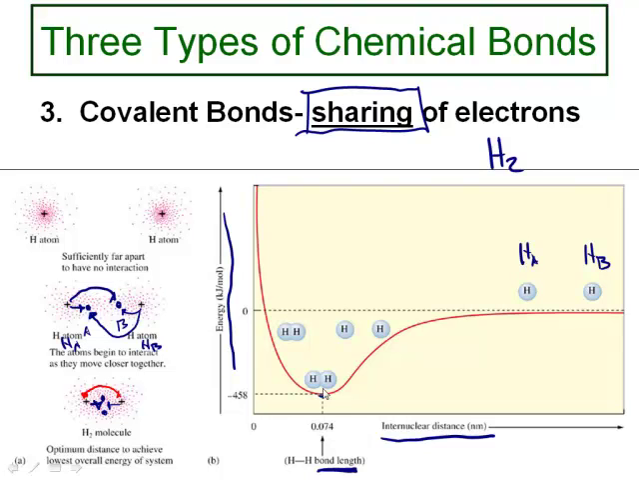That's what this graph here is showing, okay? But keep in mind, guys, the covalent bond results from the attraction of these nuclei to the electrons that are in between them. That's what a covalent bond is.